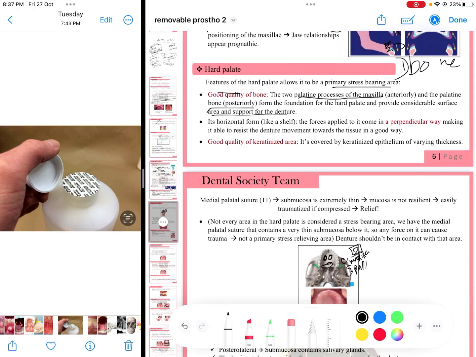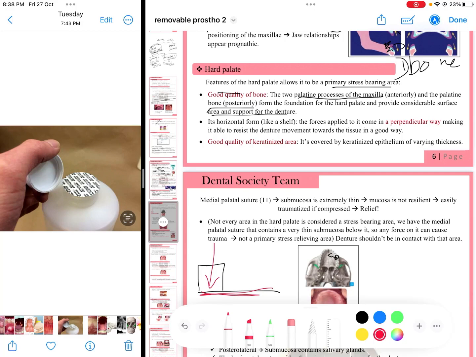The hard palate, if you look at it, is horizontal, like a shelf. Any force that acts on it will act perpendicular. Look at this: here are the teeth. If you chew on the teeth, the force will go to the hard palate in a perpendicular direction like this. This is the hard palate, this is the teeth. The force comes into the hard palate in a perpendicular way, and that provides more resistance, more durability, more support.